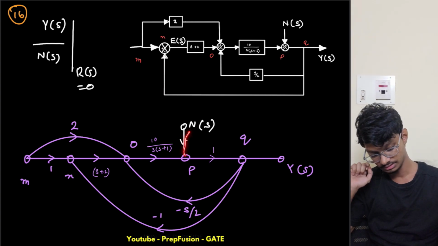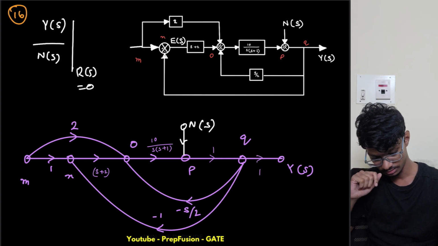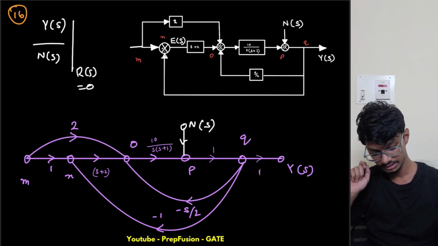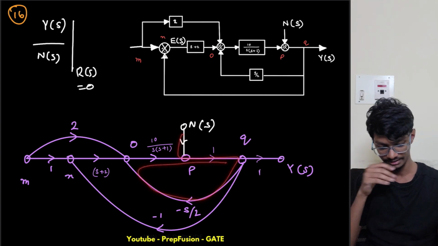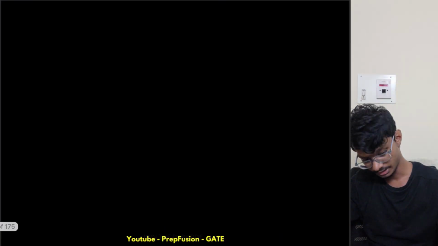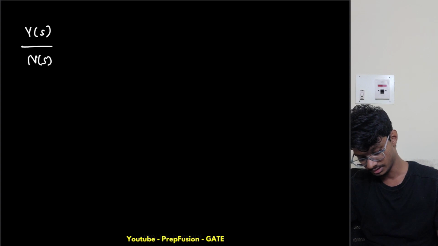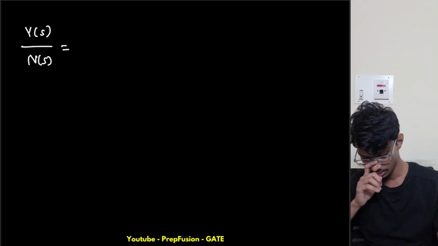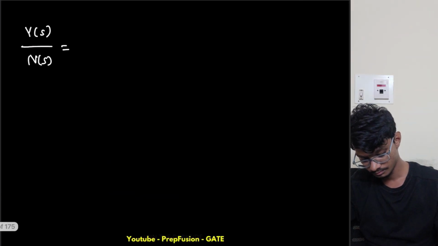So this is one forward path, but is there any other forward path? If I go from here, no, I have to come back. So the number of forward paths is only one. So again I will solve this directly. Not R of S, this has become a habit actually, N of S equals one forward path, right? So what is the gain of the forward path? It is 1 times 1, so 1 only.